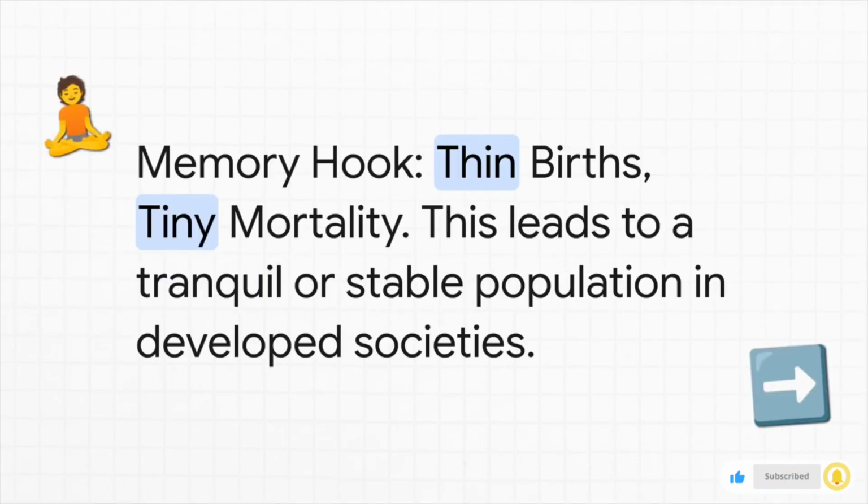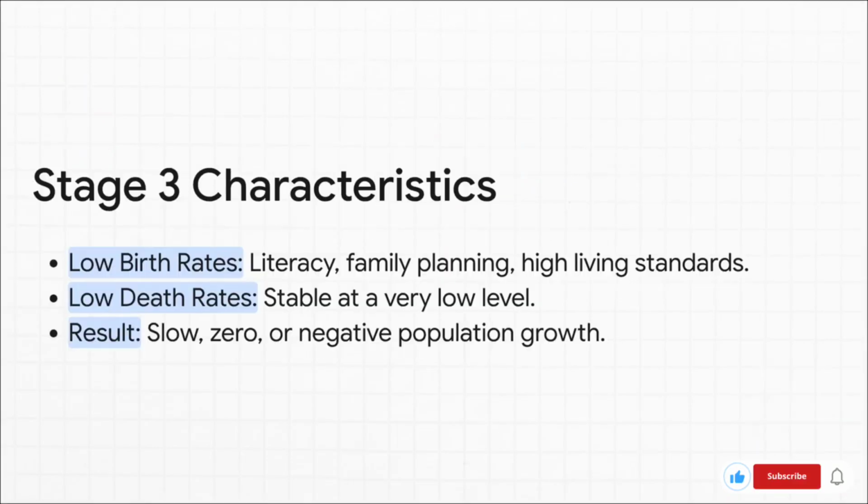And that brings us, finally, to stage 3. This is where we see a modern, developed society. And the memory hook? Thin births, tiny mortality. It just sounds calmer, doesn't it? It gives you that sense of stability, of, well, population tranquility. And yeah, this is a great way to see how it all ends up.